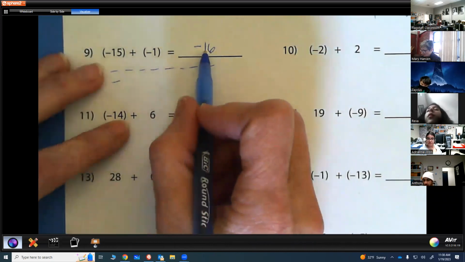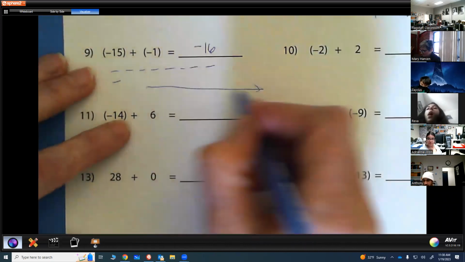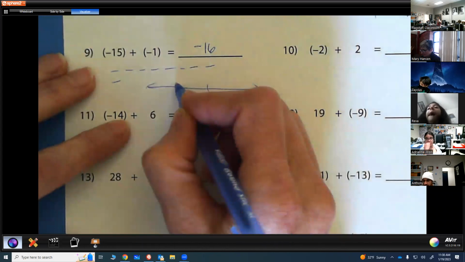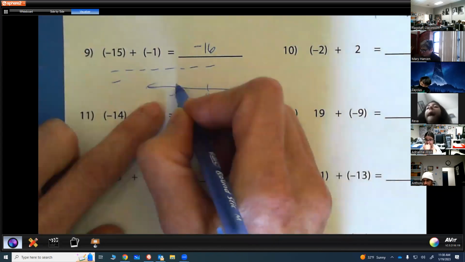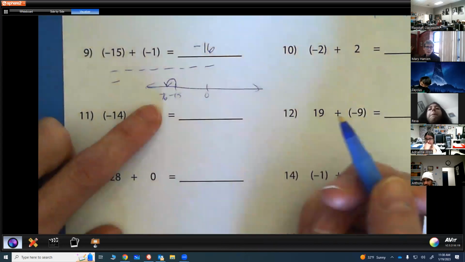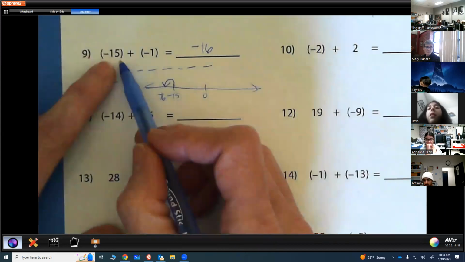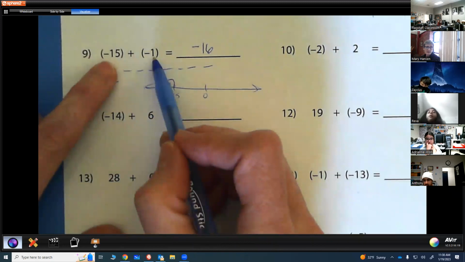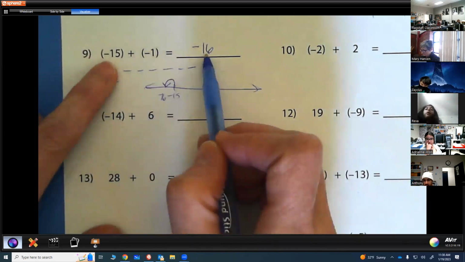On the number line, if I'm at negative 15, I move 1 to the left, and so I'm going to be at negative 16. Or by rule, the signs are the same, so I add them together and take the sign of the larger. What about number 10?